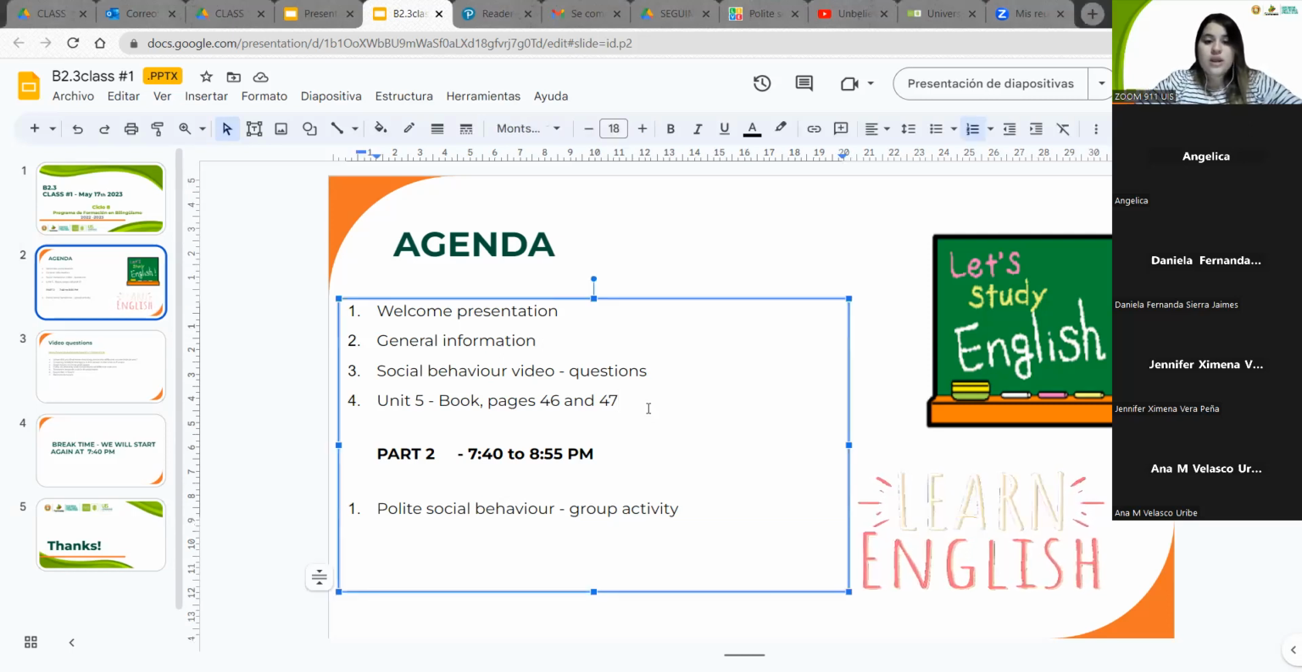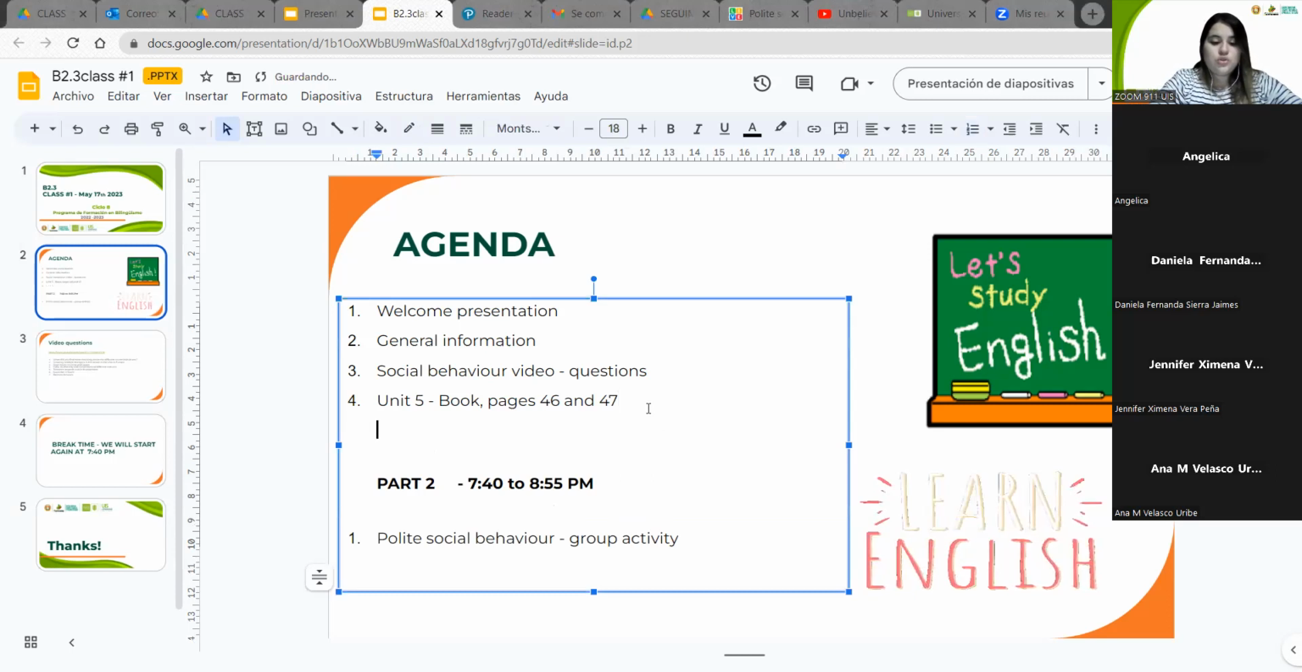Remember that our break goes from 7:30 to 7:40 p.m. Okay, so that is going to be the same as the previous cycle.